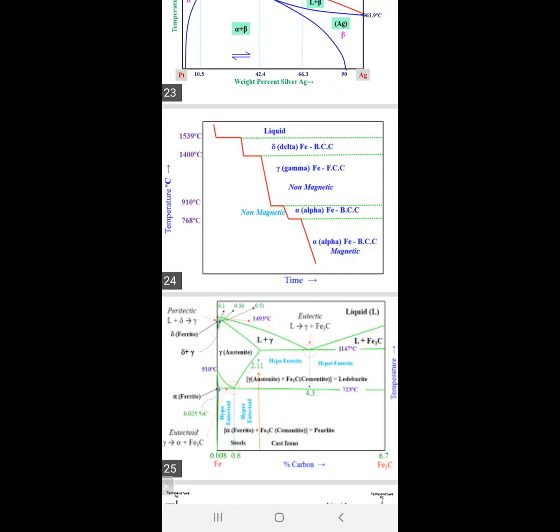Finally, the iron we are using is at room temperature. That is this iron, BCC.